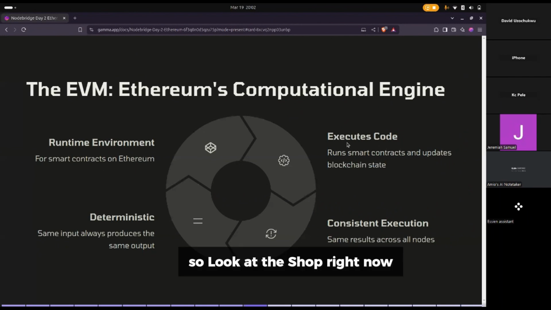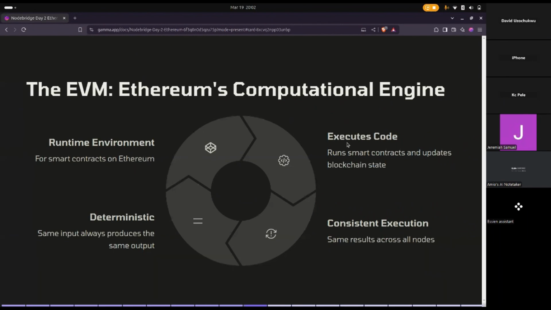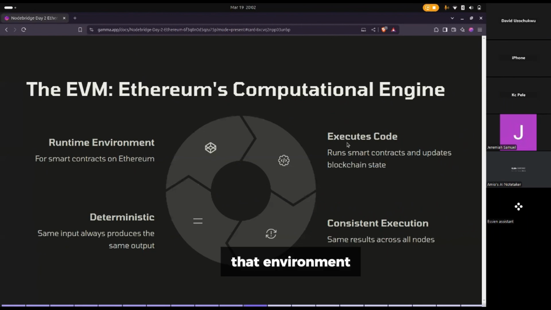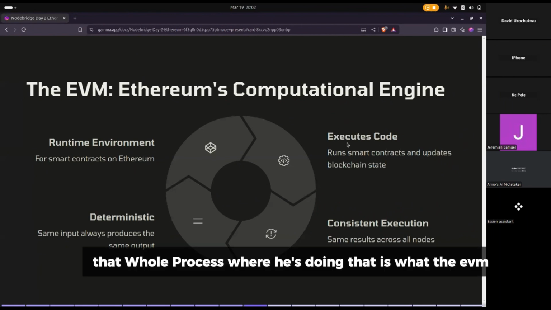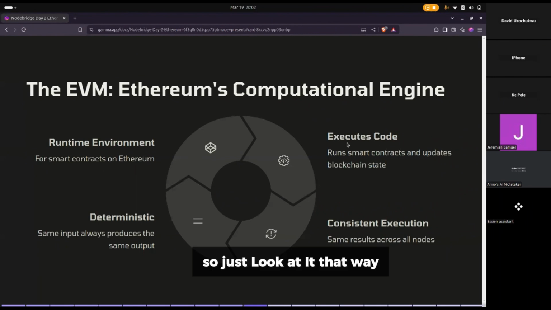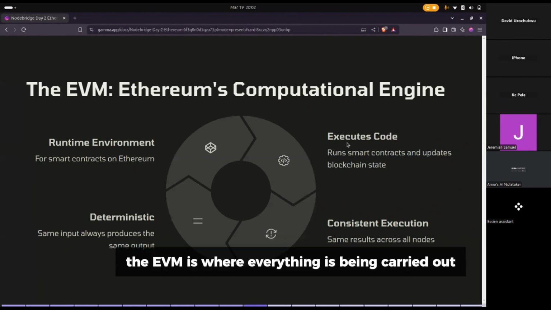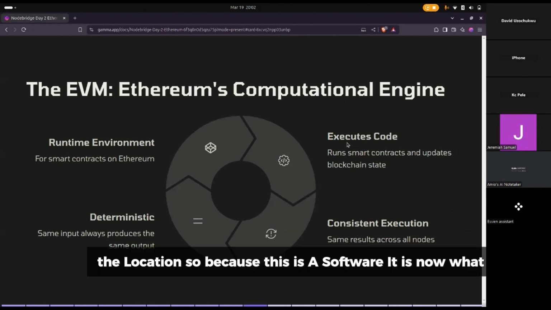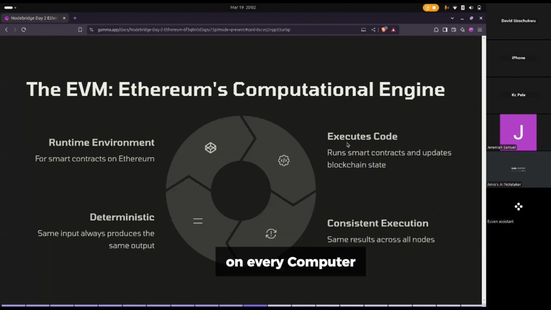So look at the shop right now. If you remember, we said that notebook where the store owner keeps writing, Mr. A bought this, he writes it in the book. Mr. B bought this. That environment, that whole process where he's doing that, is the EVM. So just look at it that way. The EVM is where everything is being carried out. The ecosystem, the atmosphere, the location. Because this is a software, it is now on every computer. So that is how it works.